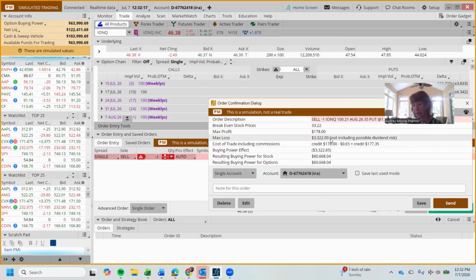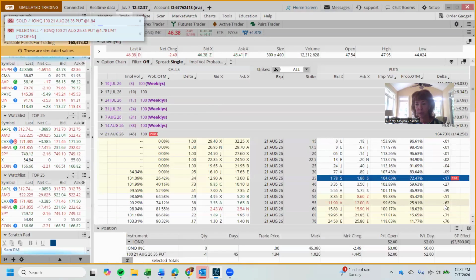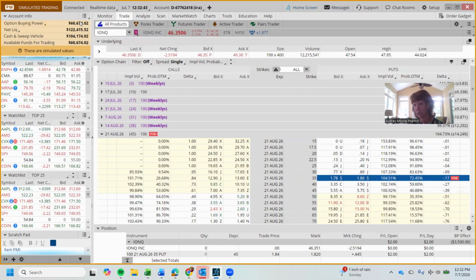And what that is, that $3,500, right? I said it's at 35 and you get 100 shares. So that's $3,500 minus the 178 because I've already made 178 in premium. So if I hit send on this, which this is paper, we'll send it. And it picked it up actually at $1.84. So I made $184.